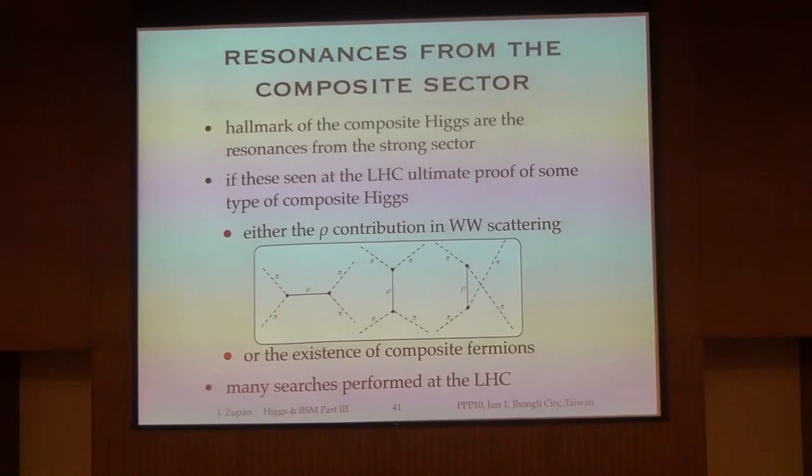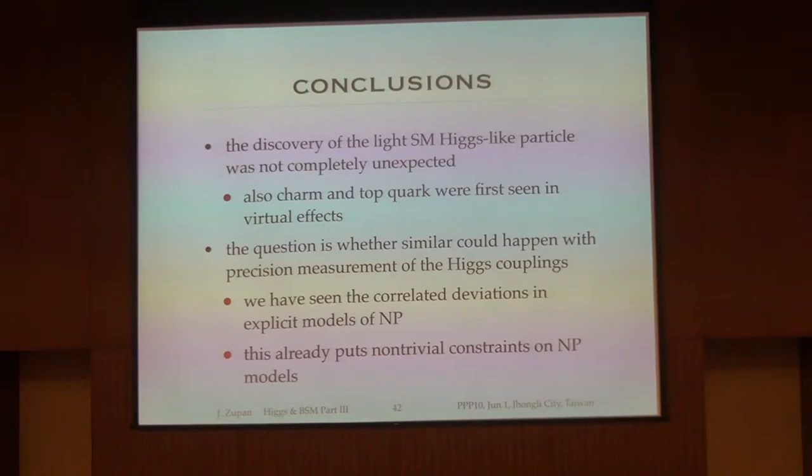Now, if you want to test whether you have a composite sector or not, the really important thing is to search for these composite resonances. One way is to look at the WW scattering, where you have these vector resonances completing the unitarization of the WW scattering. Okay, so now let me conclude.